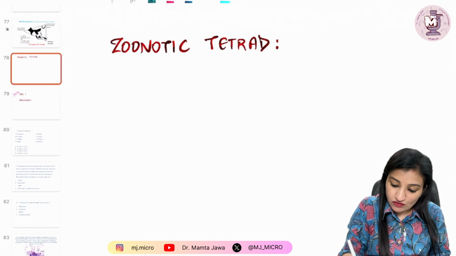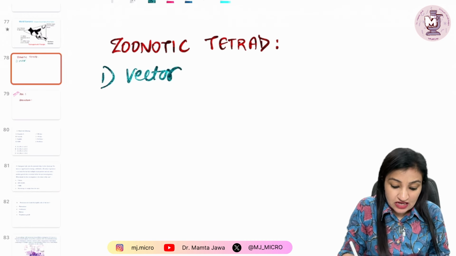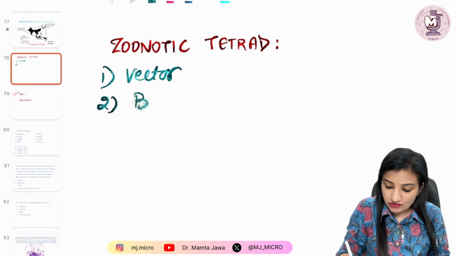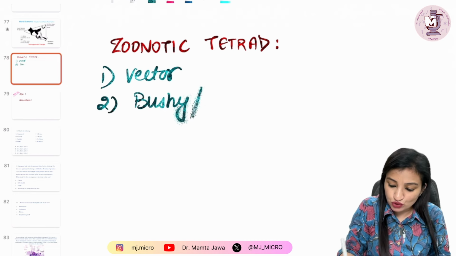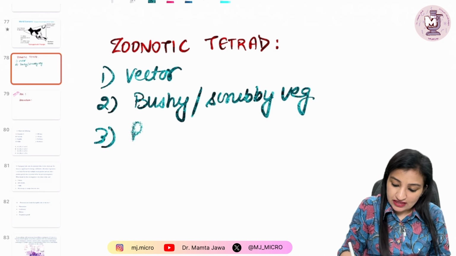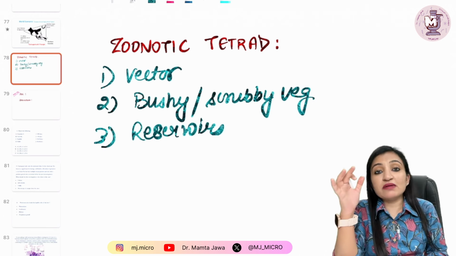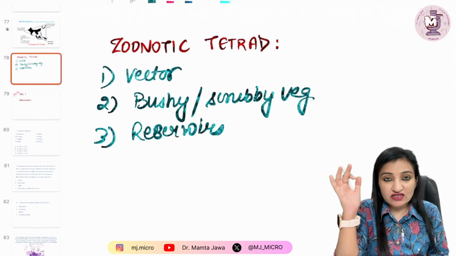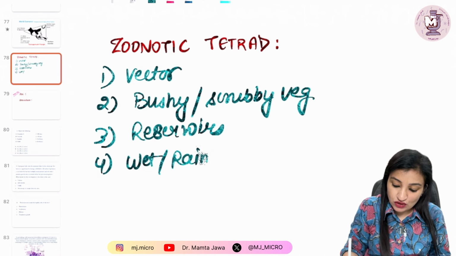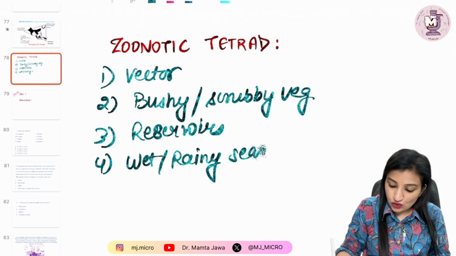Now, what about the zoonotic tetrad? The first component is the trombiculate mites, that is the vector. The second component, whose photo I showed you, is the bushy and scrubby vegetation, in which the reservoirs, that is the field mice etcetera, are going to serve as the reservoir of this organism. And the fourth component is the rainy or wet season, because in the rains the chiggers are laid, they are produced.